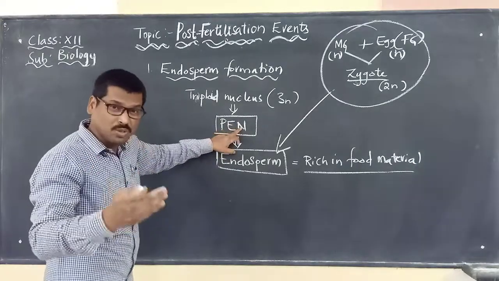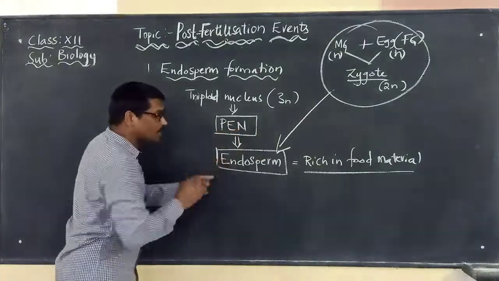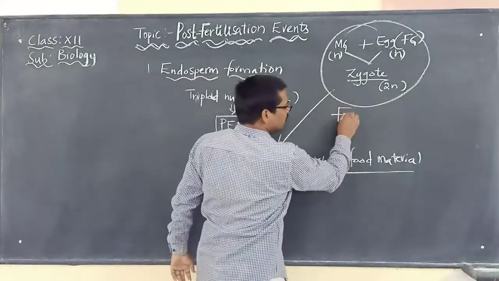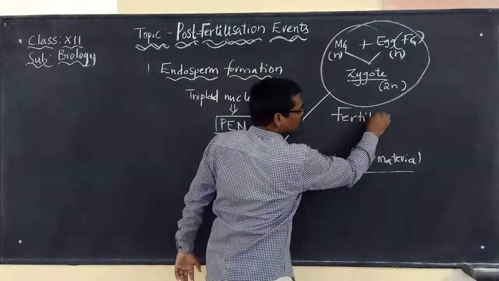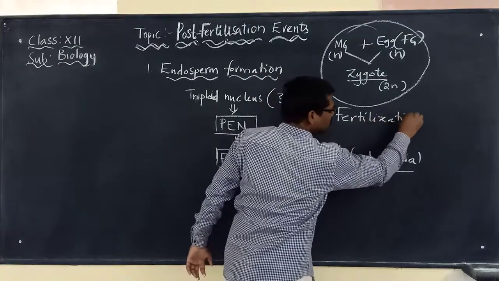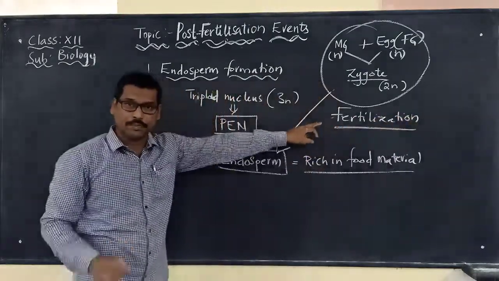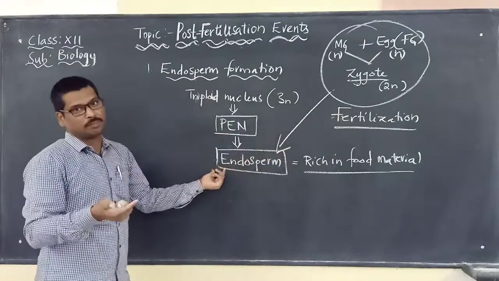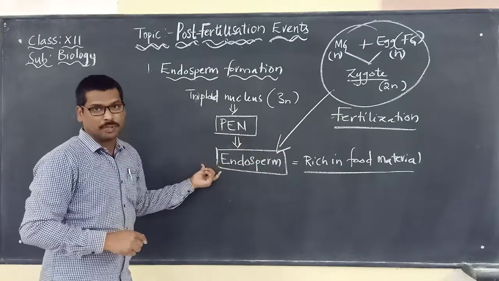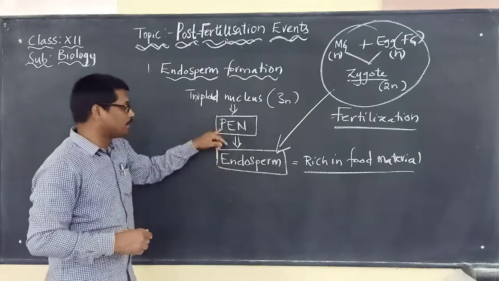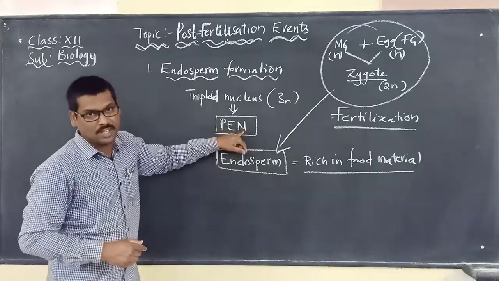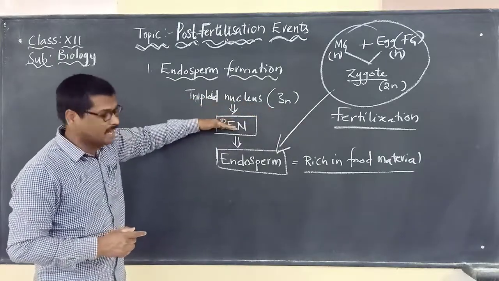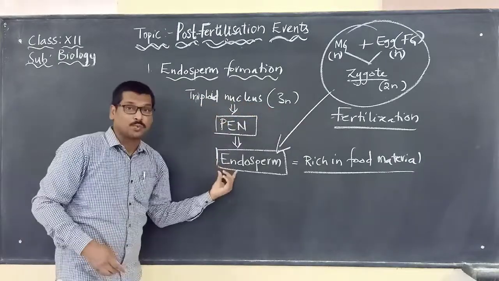The primary endosperm nucleus undergoes repeated division to form what? Endosperm, right after the fertilization process. Soon after the fertilization, there is formation of what? Endosperm. From where is this endosperm formed? From the primary endosperm nucleus. So, soon after the fertilization, the primary endosperm nucleus undergoes division to form what?